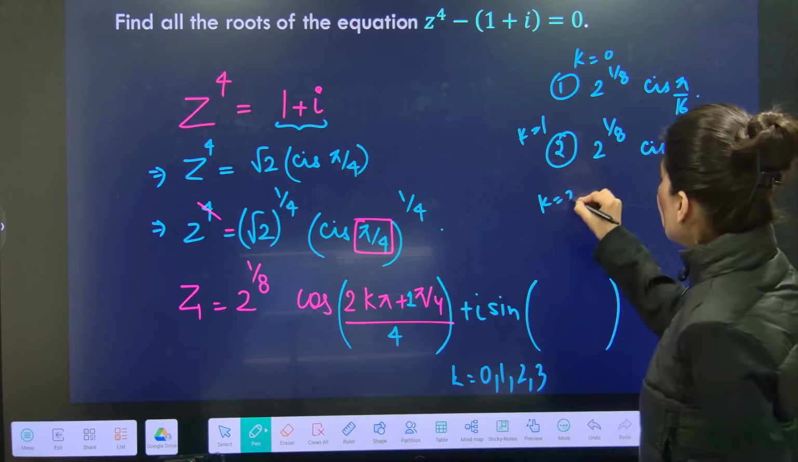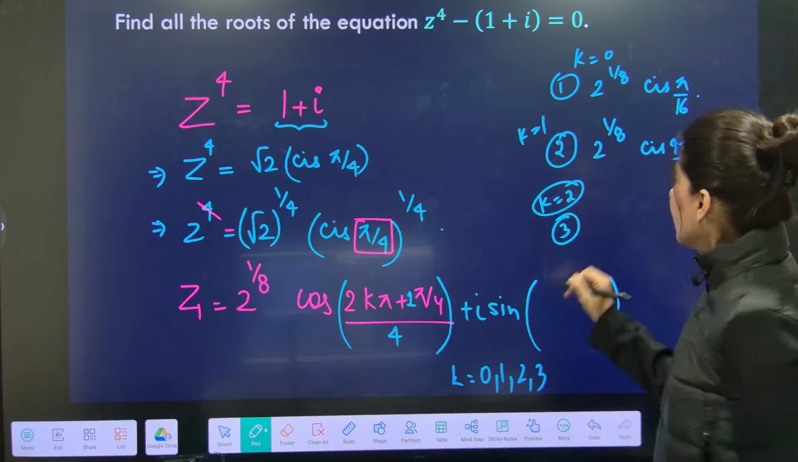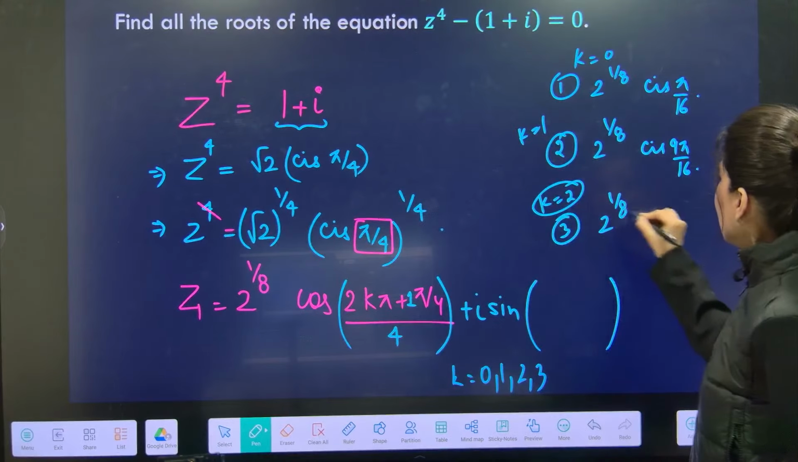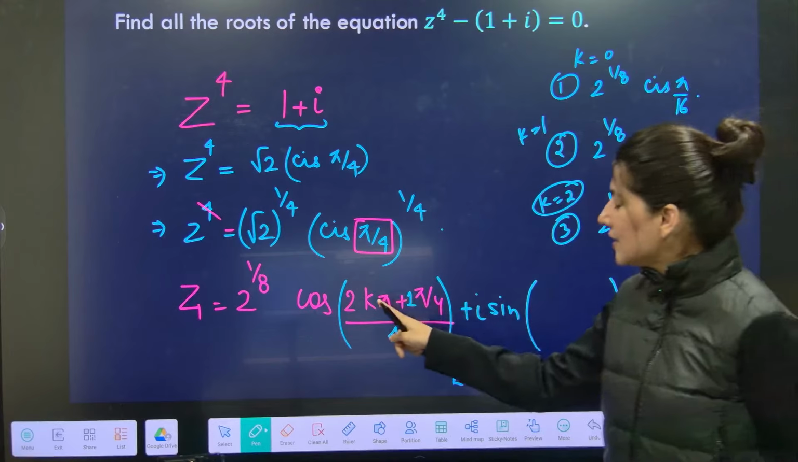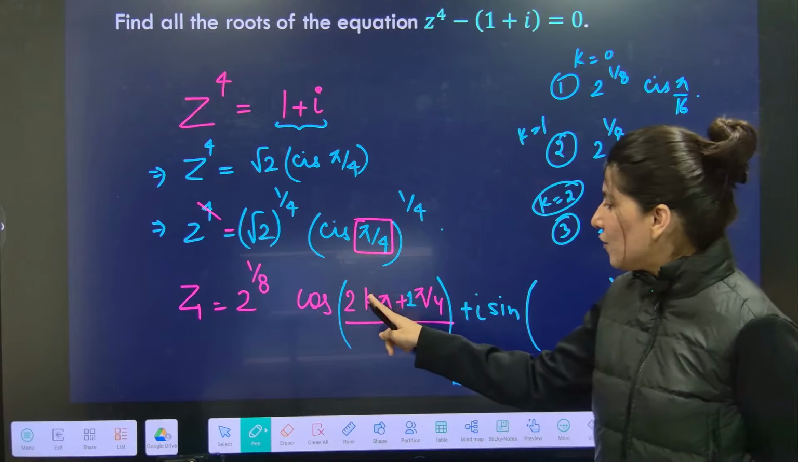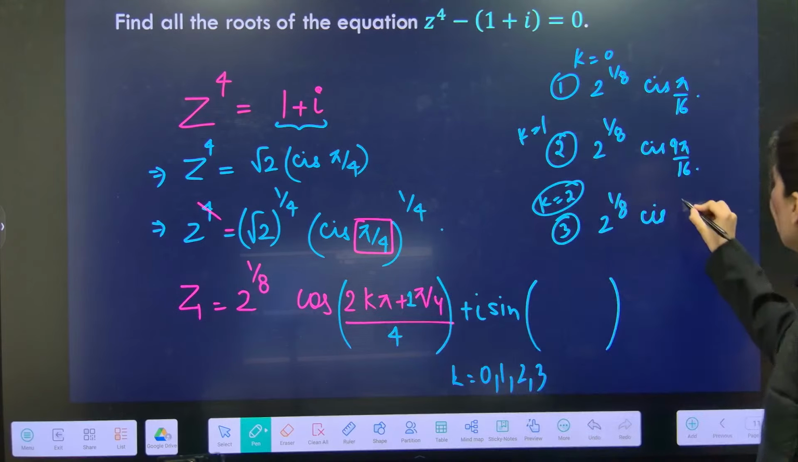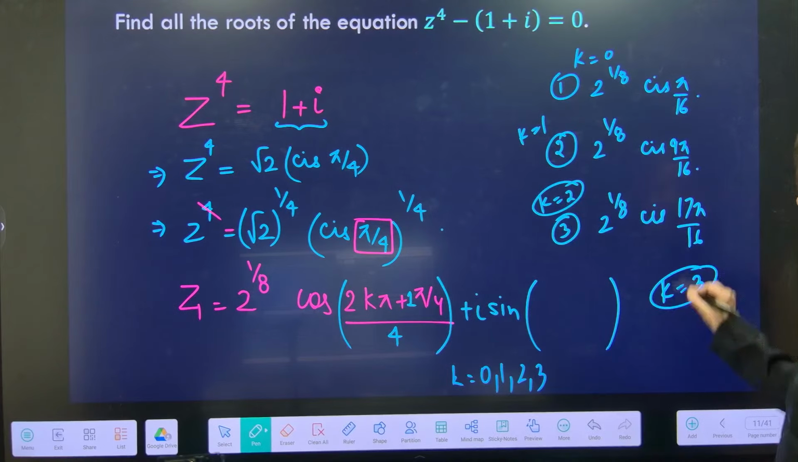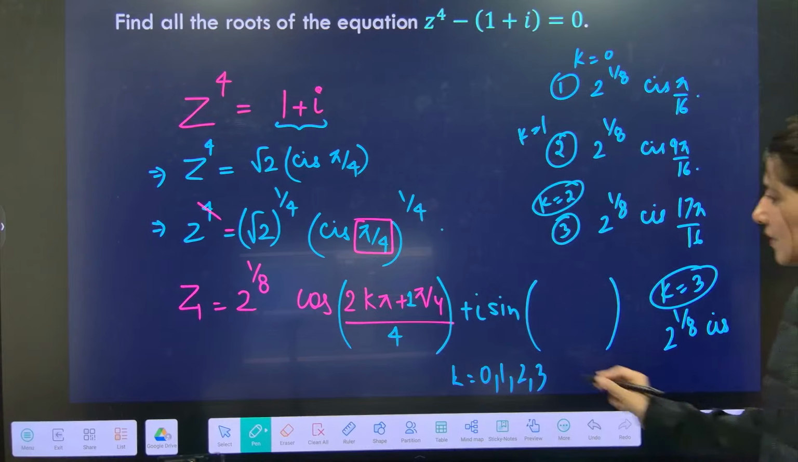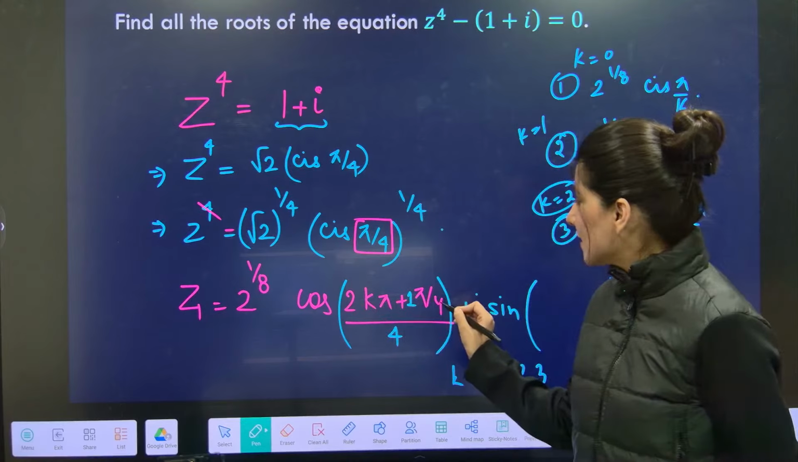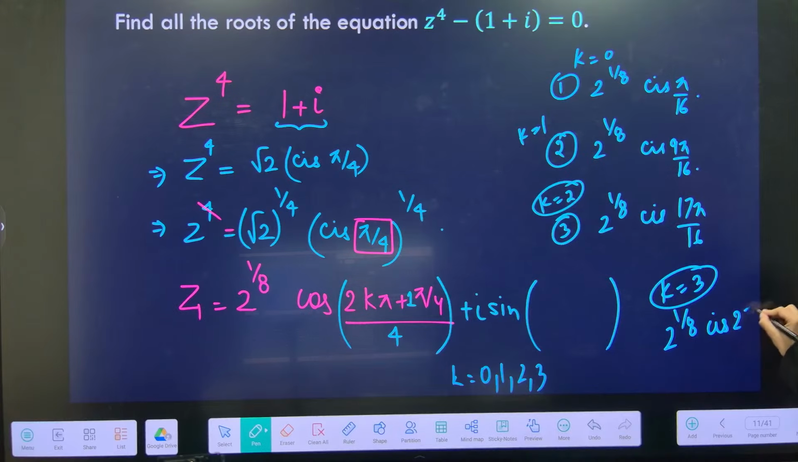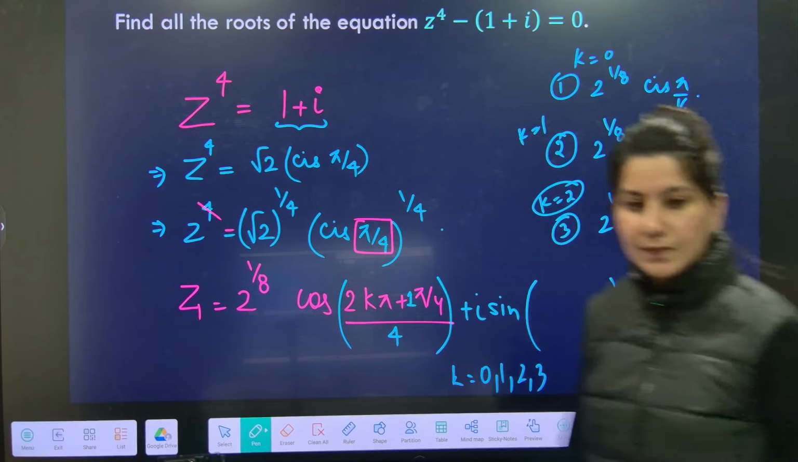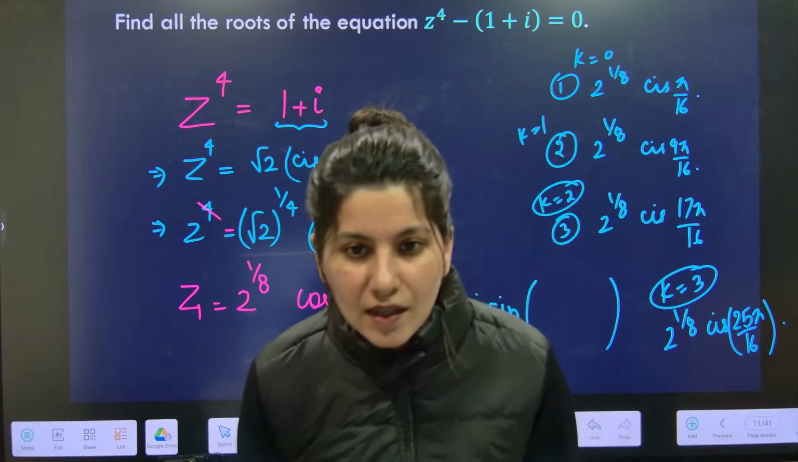k equal to 2: 2 power 1 by 8 and cis. The moment you put k equal to 2, 2 2s are 4, 4 pi, 4 4s are 16, 17 pi by 16. And k equal to 3 finally will give you 2 power 1 by 8 cis. Now the angle, the moment you put 3, 3 2s are 6, 6 4s are 24, 25 pi by 16. Okay. All right.